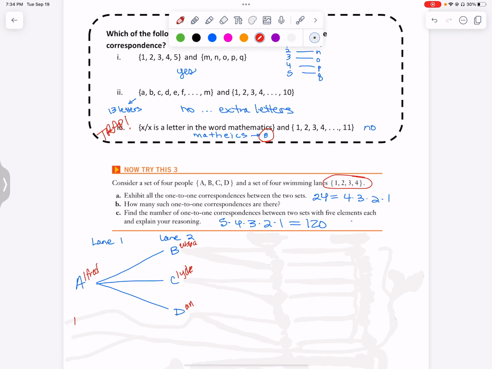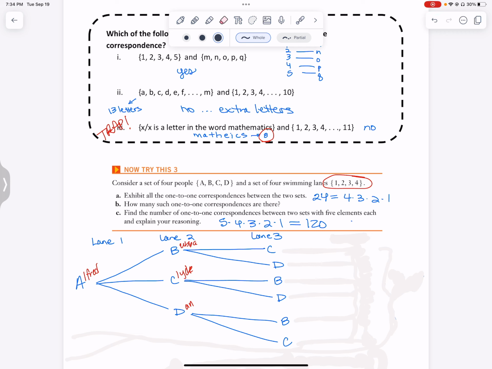Now let's go to lane 3. If I can get my pen working. Okay, look in lane 3. So if we put Bubba in lane 2, that's only going to leave us with Clyde and Dan for lane 3. If we put Clyde in lane 2, then that leaves us with Bubba and Dan for lane 3. If we put Dan in lane 2, that only leaves us Bubba or Clyde. Make sense?